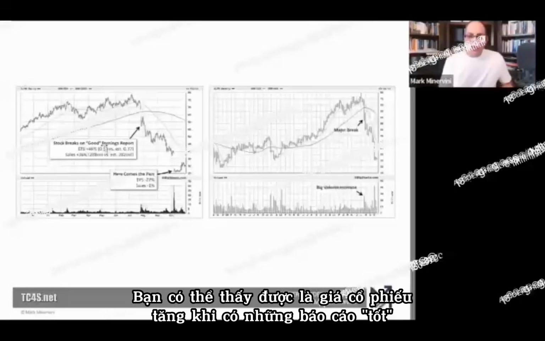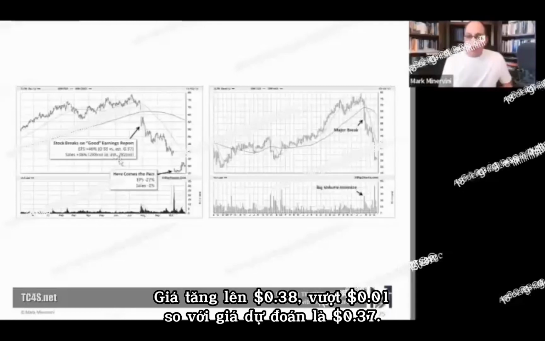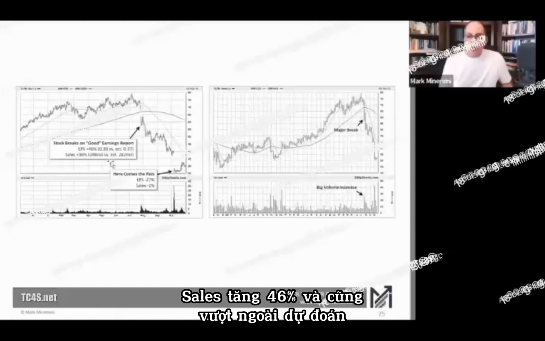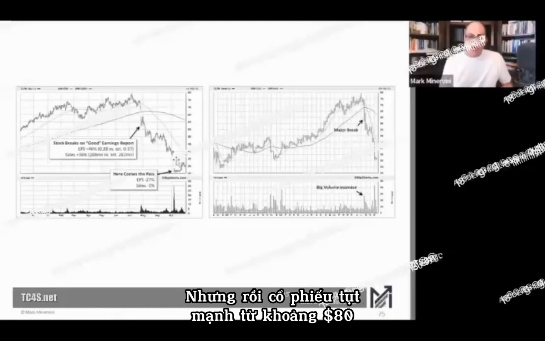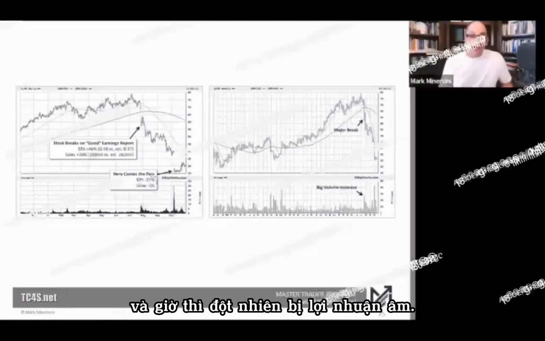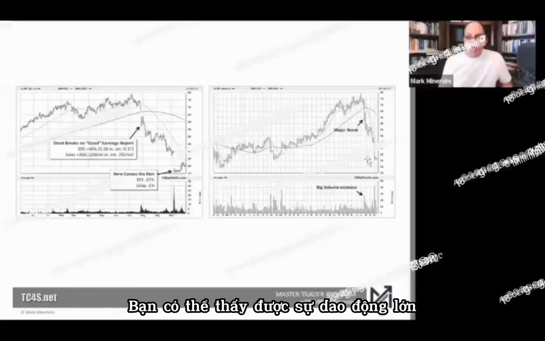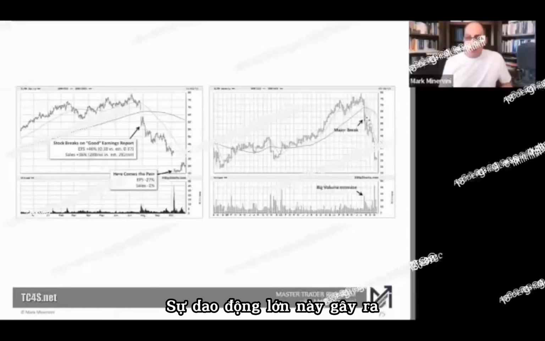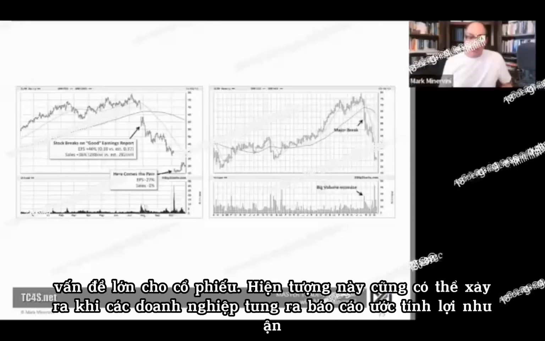Of course, you can see here the stock breaks on a good earnings report, quote unquote good. 38 cents versus 37, beat expectations by a penny, 46%. Sales up, they actually beat estimates too. You see now the stock's down huge, comes off of, I don't know, $80. It's down all the way to $25 on this earnings report. Now, all of a sudden, the negative earnings. Now EPS down 24% on sales, negative 1%. And again, you can see the major break. You had the big major break, and that just led to a real problem in the stock.